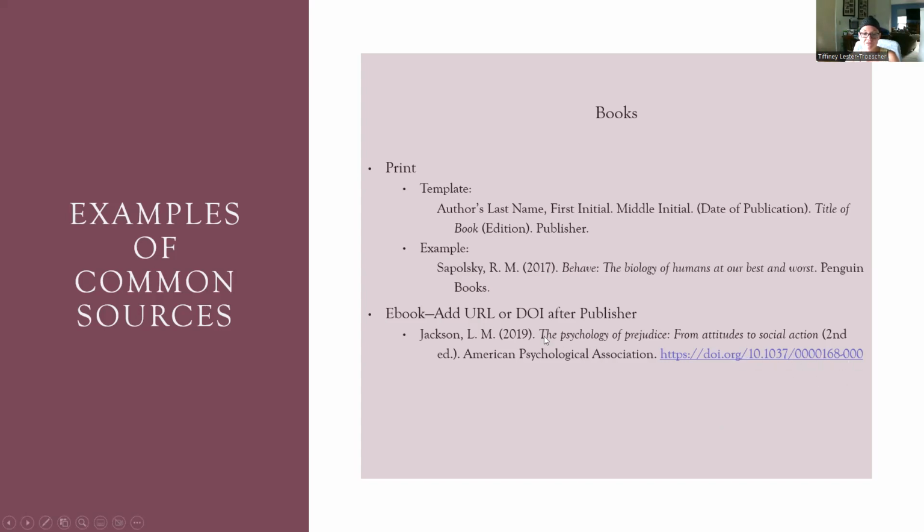So for this particular example, this ebook, The Psychology of Prejudice, From Attitudes to Social Action, it does have a DOI associated with it. So that's what I'm including in the entry. If it didn't have a DOI associated with it, I would just provide the full URL of where the ebook is found. So before we go any further, let's look and see what I mean by DOI.